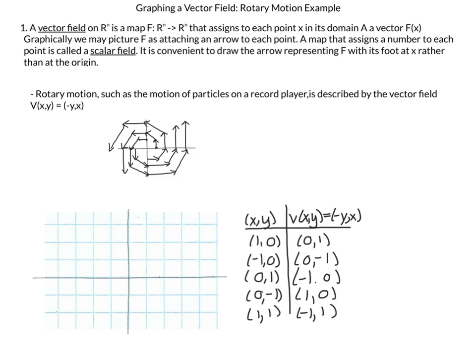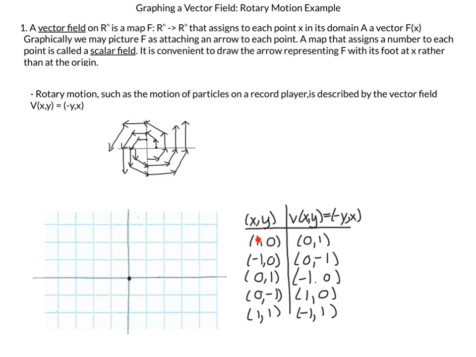But 0, 0 just gives you the origin, right? 0, 0 into this function, x equals 0, y equals 0 gives you 0, 0. I'm going to plug in 1, 0, negative 1, 0, 0, 1, 0, negative 1, just some simple numbers to get started.